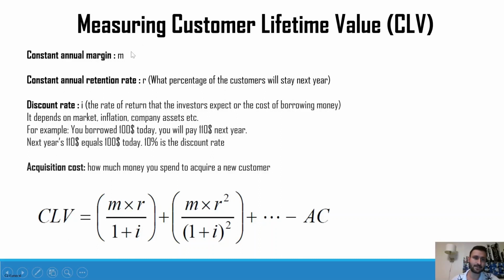It is the constant annual margin, how much money you make from that customer on a yearly basis. Let's say that you make $100 this year, $100 next year, third year, etc.